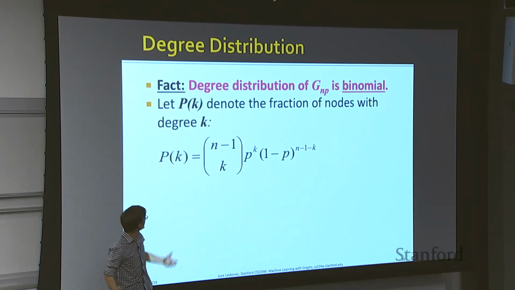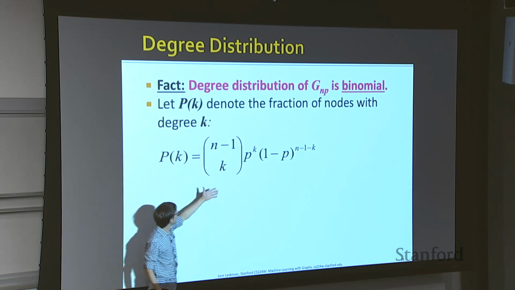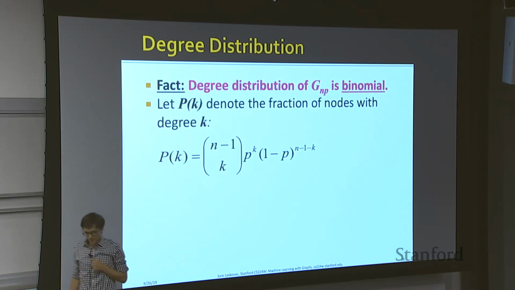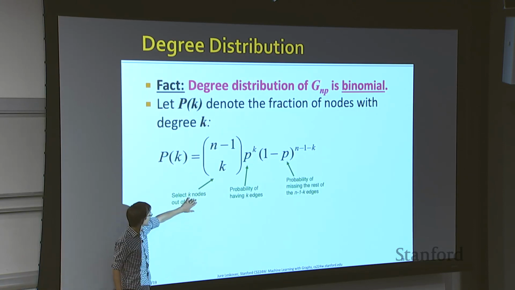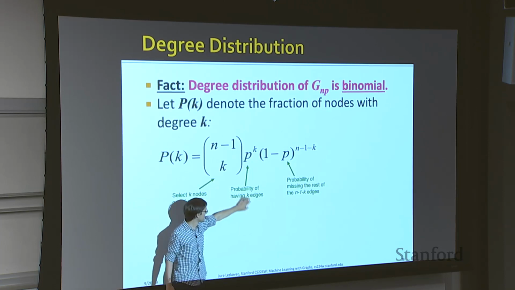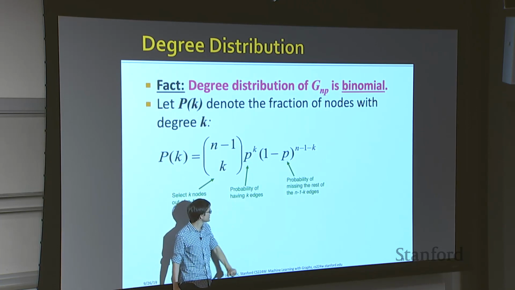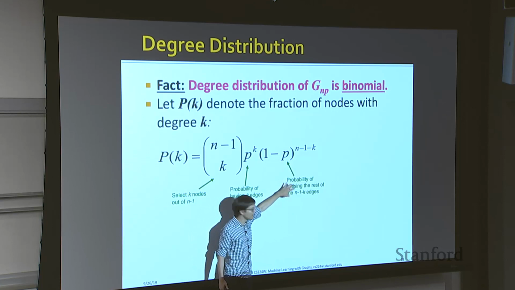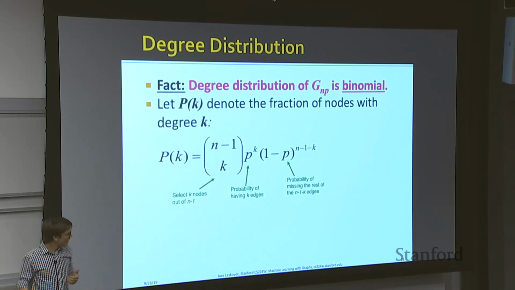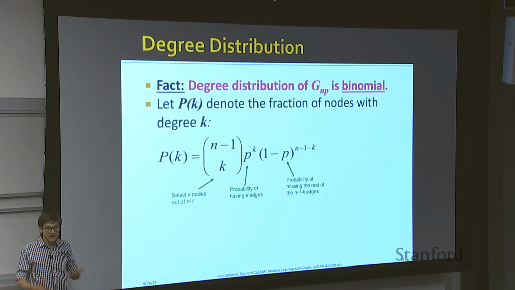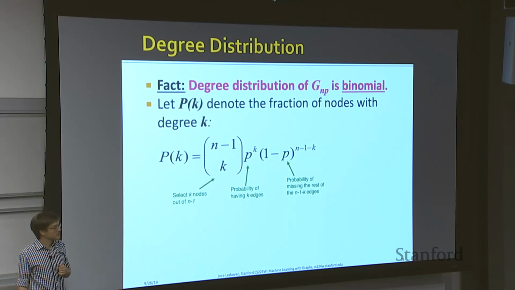And that's now the probability that a given node will have degree of k. Okay? So, as I explained, this is how many ways there are to select k nodes out of n minus 1. This is the probability that a given node will have k edges, and that's then the probability that the rest of the edges will not be there. Okay? This is exactly the definition of a binomial distribution.